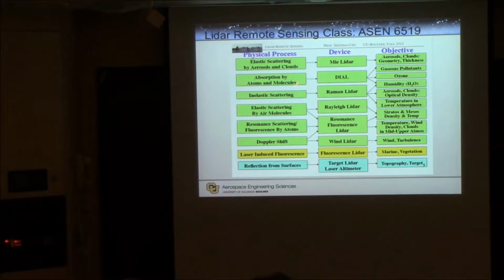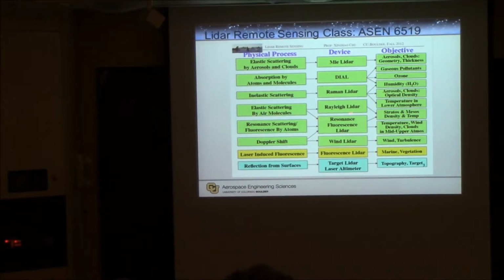Differential absorption LiDAR deals with absorption by atoms, and that's often used to determine things like ozone concentration. Could also be used to measure water vapor and such. Raman LiDAR is an inelastic scattering process, and I'll show you some of that later. Also used to look at water vapor, and also could be used for determining the extinction by aerosols and clouds.